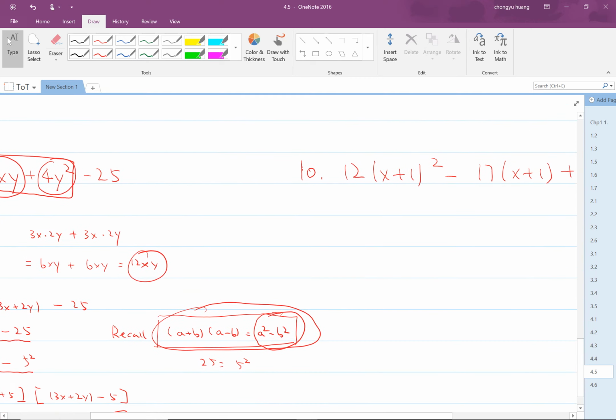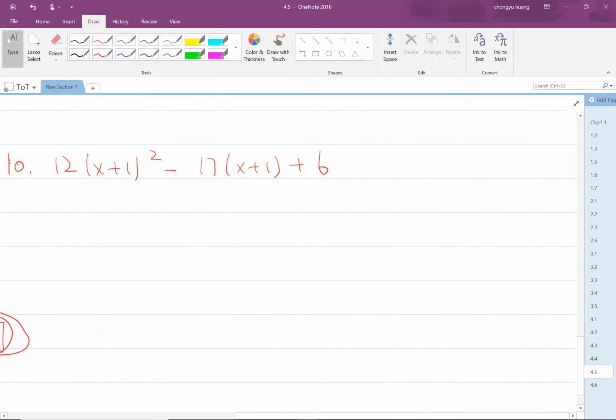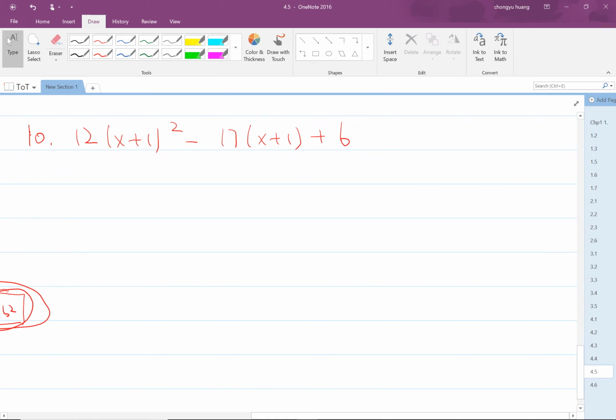So let's move into question 10. As I said before, first of all, you want to check whether you can actually factor out before applying any method or property. And the answer over here is no. You look at those terms, 12x plus 1 squared, then negative 17x plus 1, and then 6.